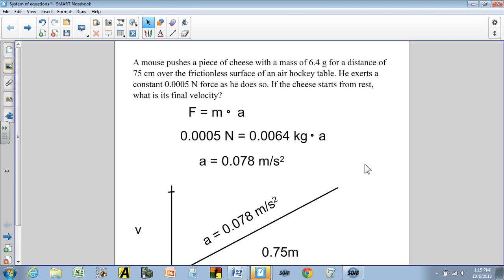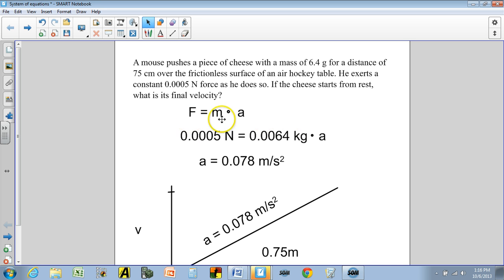Hey, this one is on systems of equations. Here we have a mouse pushing a piece of cheese with a mass of 6.4 grams, which we're going to convert to kilograms, and a distance of 75 centimeters, which we of course have to convert to meters, over a frictionless surface of an air hockey table. He exerts a force of 0.0005 newtons. If the cheese starts from rest, in other words from a zero velocity, what's its final velocity?